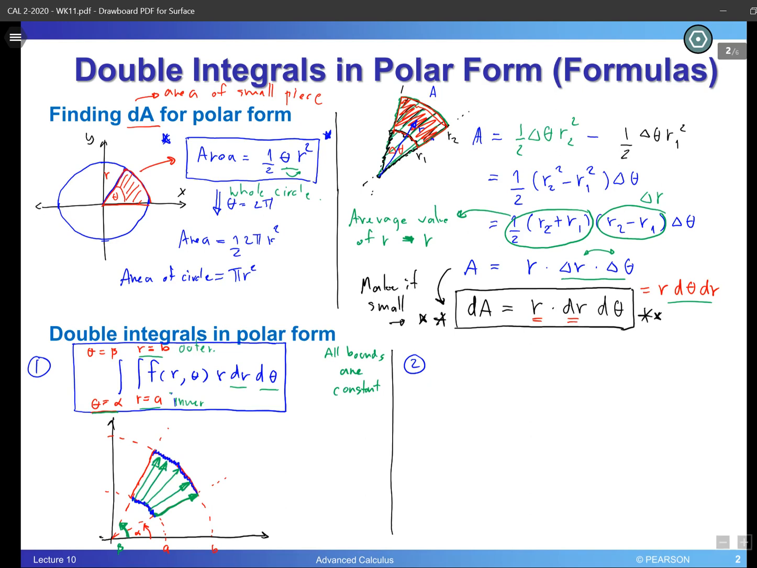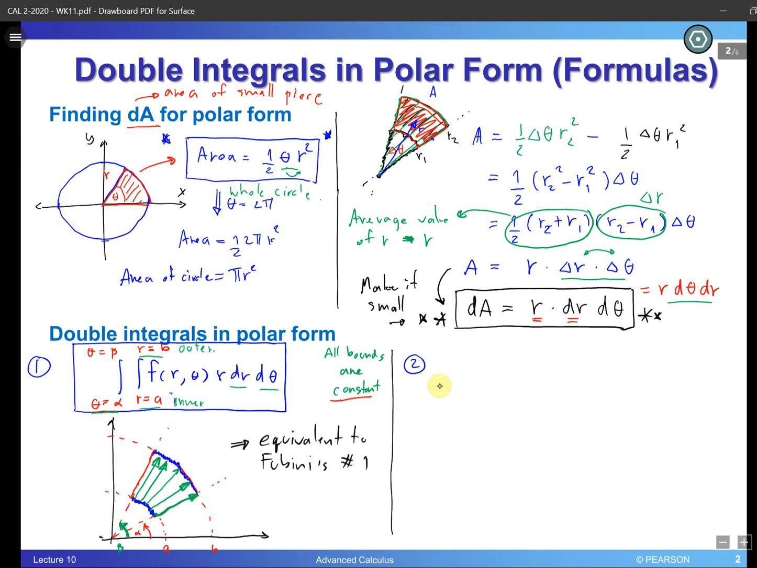Since we have everything all constant, it's going to be equivalent to the Fubini's theorem number 1 for the double integrals in Cartesian form. So you can make a note right here that this is equivalent to Fubini's number 1.